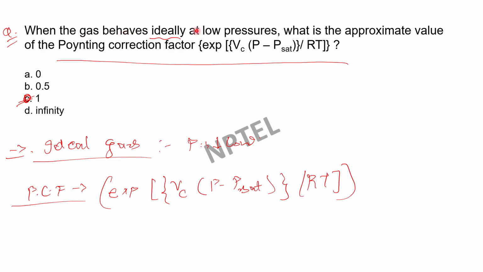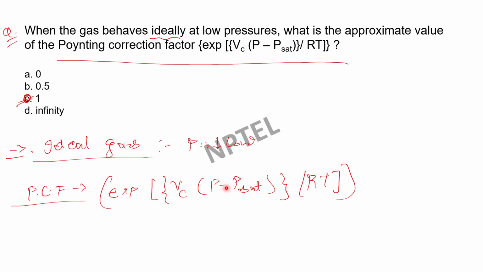When a gas behaves ideally at low pressures, what is the approximate value of the Poynting correction factor? This correction factor is known as the exponential of Vl into (P minus Psat) by RT, taken into consideration when gas behaves ideally at low pressure. So for an ideal gas, the consideration is that pressure should be low.